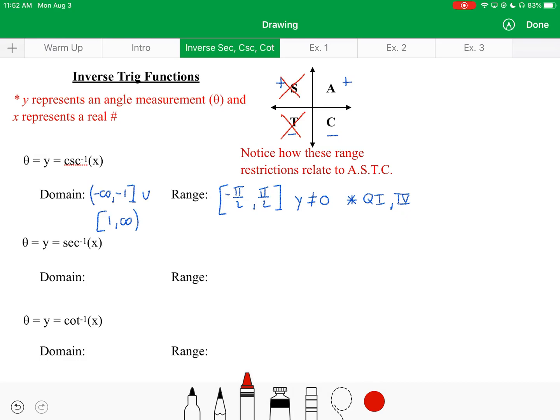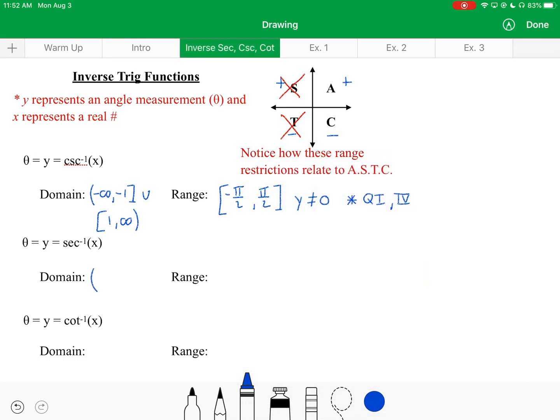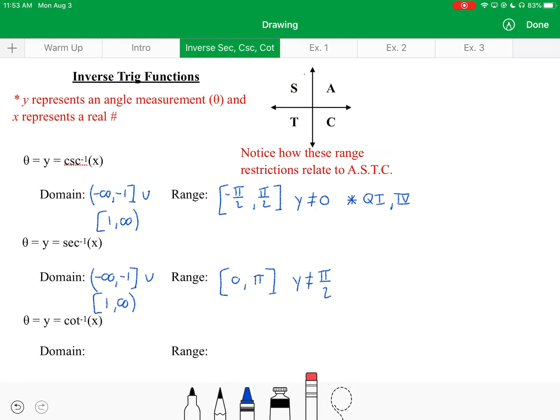The inverse secant function has a domain from negative infinity to negative 1, as well as from 1 to infinity, just like inverse cosecant did. Now its range is going to be from 0 to pi, where we can exclude pi over 2 or 90 degrees. So think about the reasoning behind this restriction.